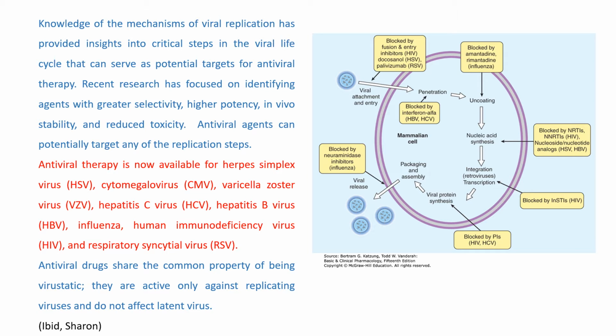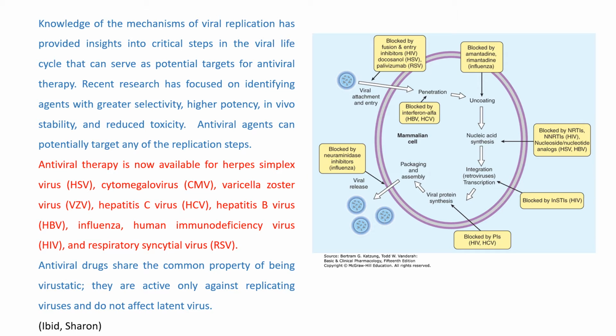After the nucleic acid synthesis in retroviruses, there is a process of integration inside the host genome, and we have drugs called integrase strand transfer inhibitors for HIV, like raltegravir. After this, there is also protein synthesis, blocked by protease inhibitors in HIV and hepatitis C virus. After the protein synthesis, there is a process of packaging and assembly of the viral proteins and genome, whether DNA or RNA, and release. And we have neuraminidase inhibitors for influenza that block their release, like zanamivir and oseltamivir.